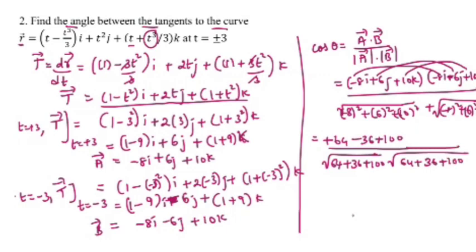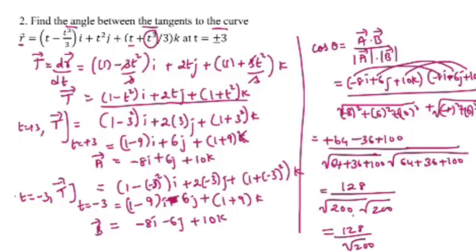So here we have 100 minus 64, 100 plus 64 is 164, 164 minus 36 will be 128, divided by root of 64 plus 100 is 164 plus 36 is 200. So it will be root 200 and root 200. So you can write this as 128 divided by root of 200 square. Square and root will get cancelled. You get 128 divided by 200.